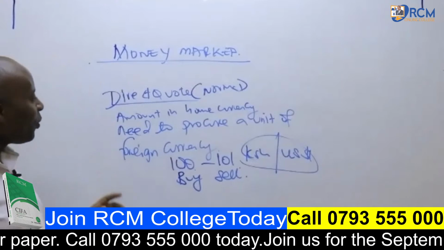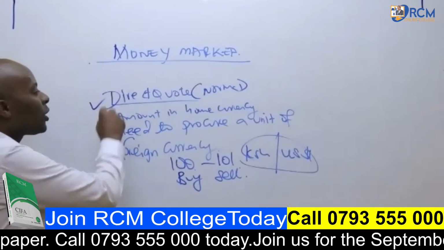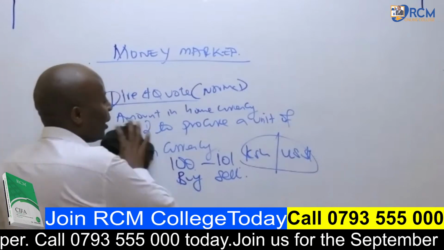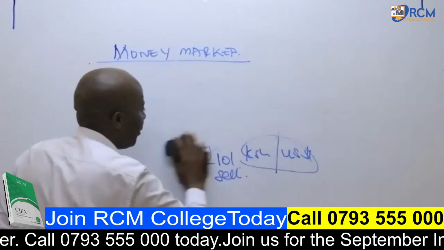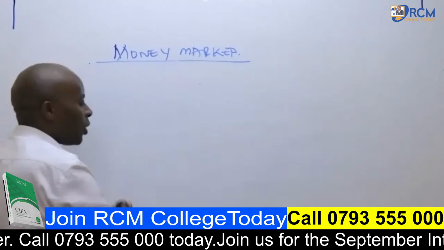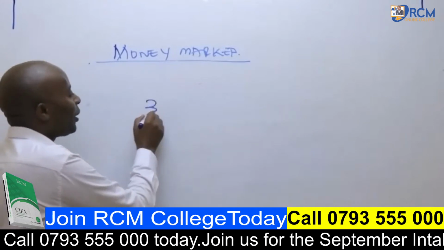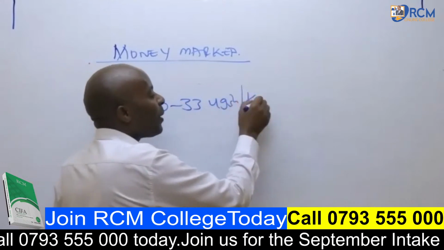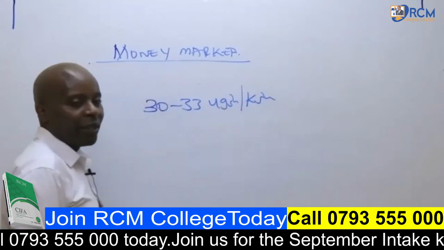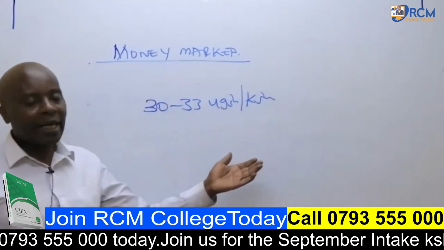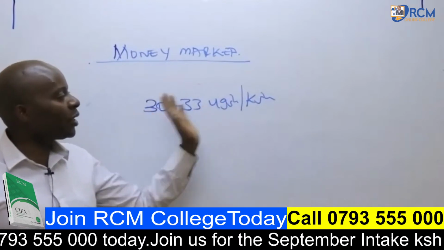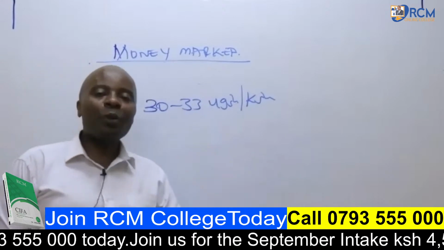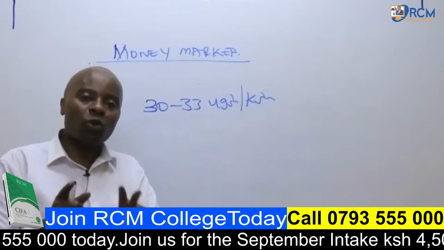Kama sasa hii ukienda uambue, for example, umepatiwa quote ambayo inakaa hivi. Hii quote, examiner anakuja na kuambia, for example, 30 to 33 Uganda shillings per Kenya shilling. So in this particular case, you being a Kenyan, where is the Kenya shilling? Kenya shilling is on the other side. So when the Kenya shilling is on the other side, automatically this is what we call an indirect quotation.